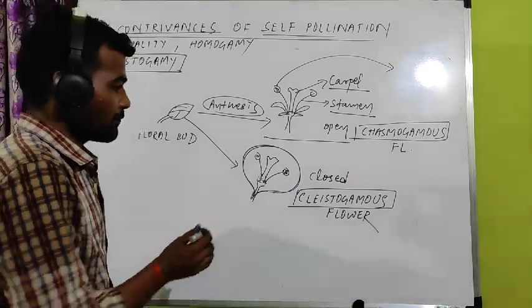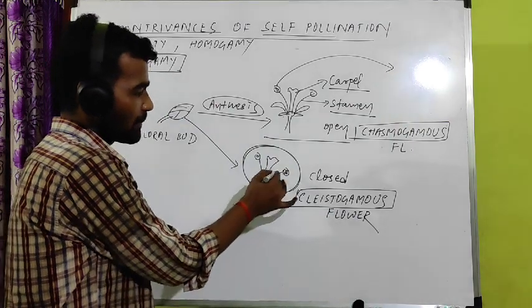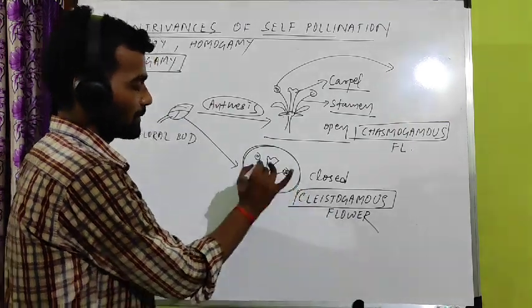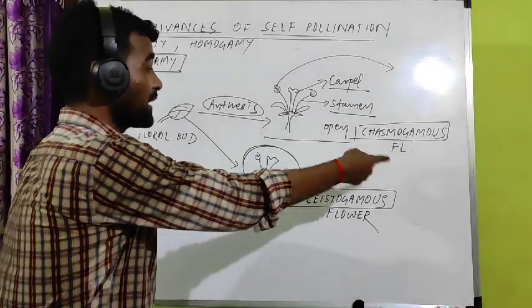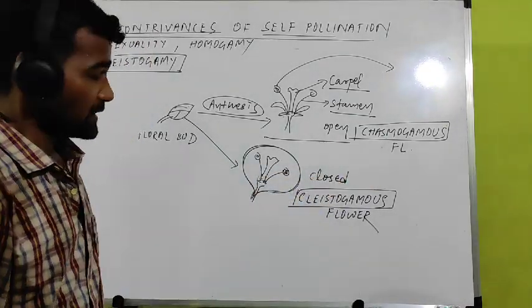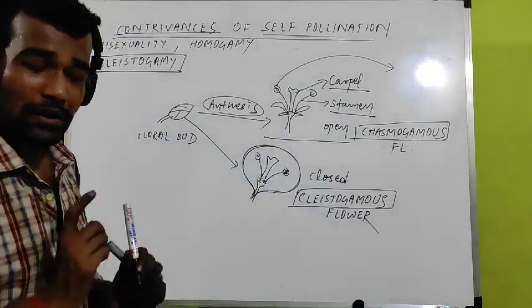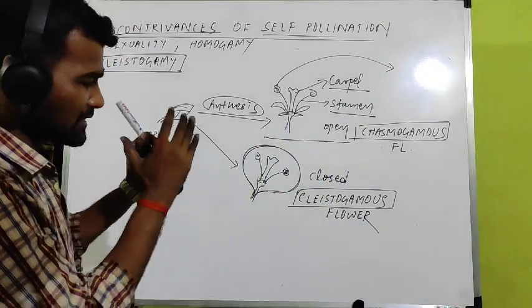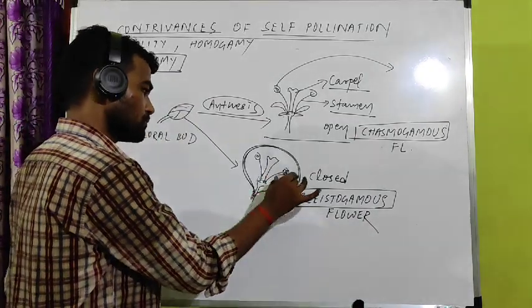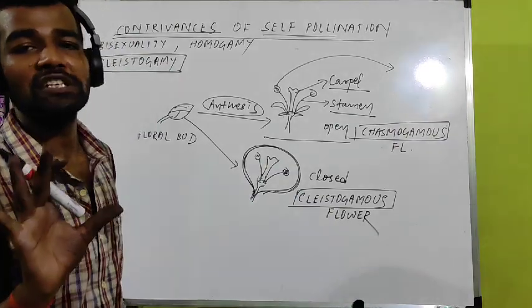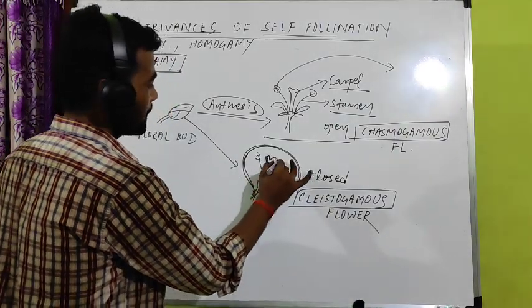Imagine if only stamen is present in a closed flower. In a cleistogamous flower only stamen is present, no carpel. Then how is reproduction possible? They cannot transfer the pollen grain out. Similarly, if only female is present, no male is found, then pollen grain cannot enter. So that's why God created this cleistogamous flower in such a way that they are closed, but there is no problem with respect to reproduction because both stamen and carpel are present.